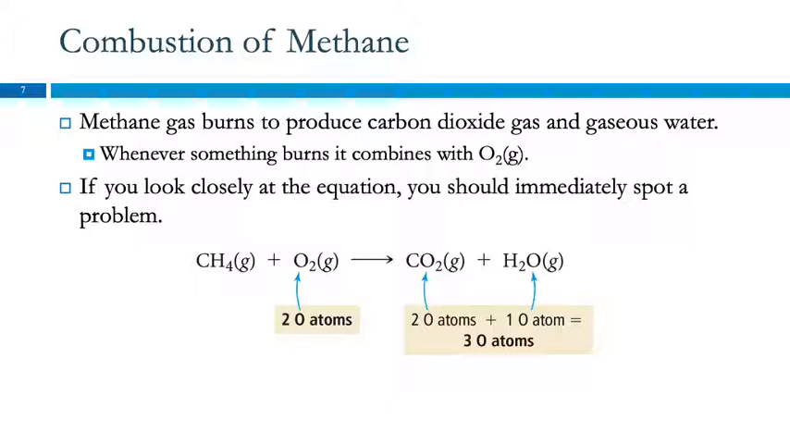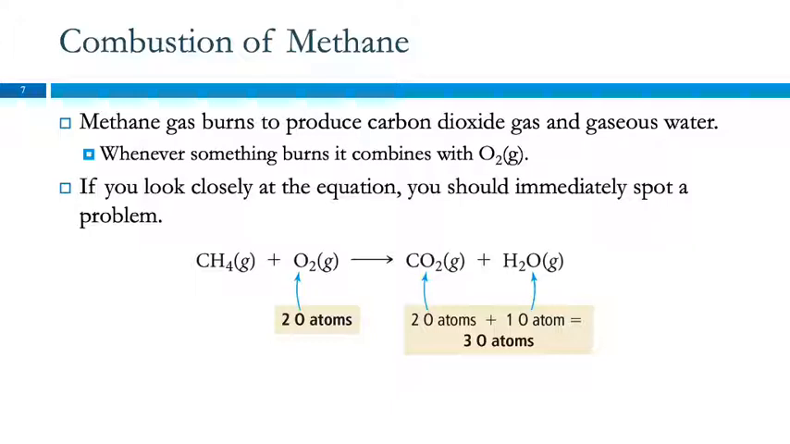So if we look closely at this equation, CH4 is 1 carbon and 4 hydrogens. Here we have 2 oxygen atoms. Over here in CO2 there are 2 oxygen atoms, and in the water there's 1 oxygen atom. So we're starting with 2 oxygen atoms and we're ending up with 3 oxygen atoms. As it's written, this indicates that we're pulling a Lego brick out of nowhere, right? One that we didn't have to start with and now it's there. And that's not possible.